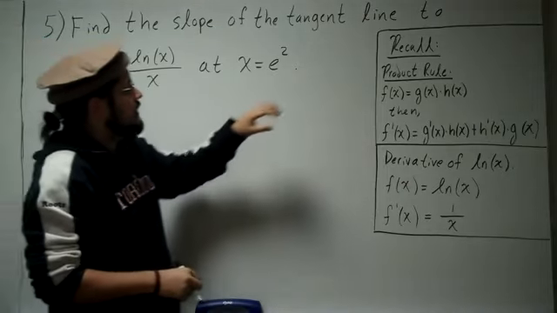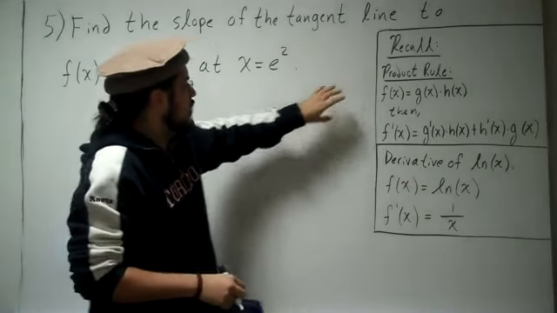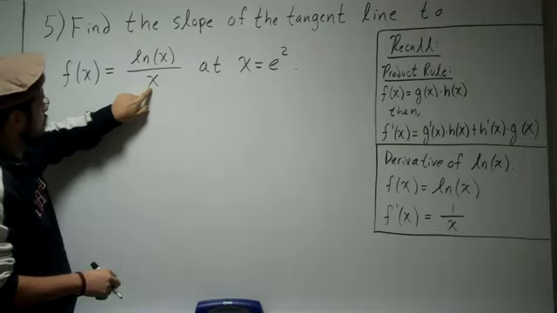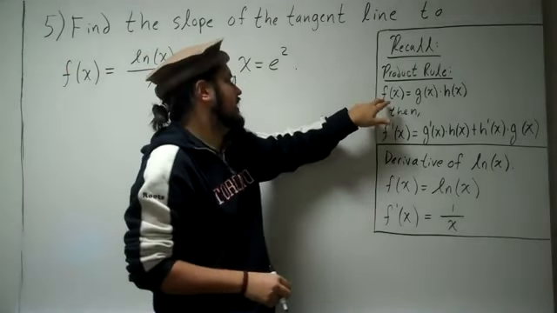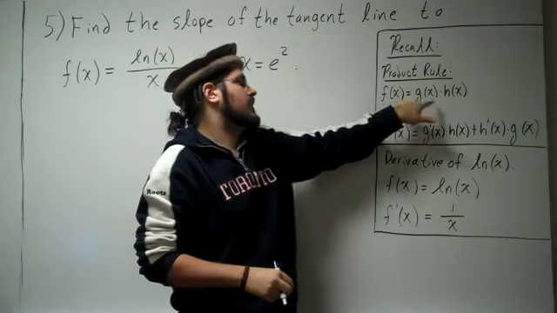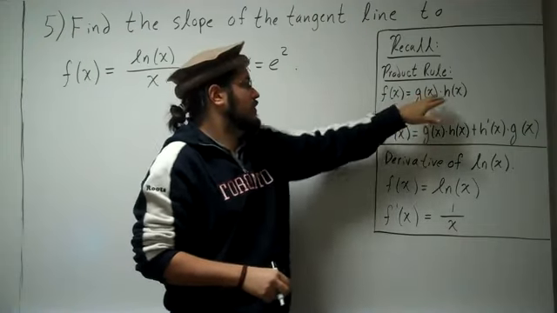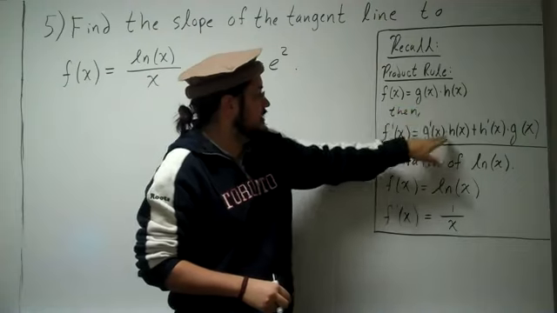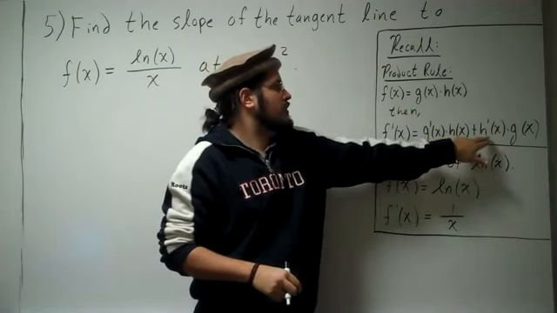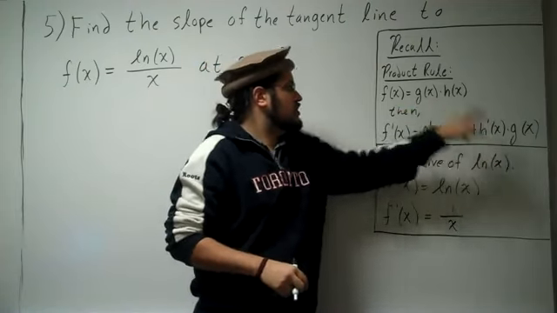I wrote 2 down. So, the product rule. We're going to go ahead and use the product rule because I'm going to put this x and bring it to the top as negative 1. So the product rule states, if you have f of x equals g of x times h of x, so you have 2 functions, then f prime of x is equal to the derivative of g times just h plus the derivative of h times just g.